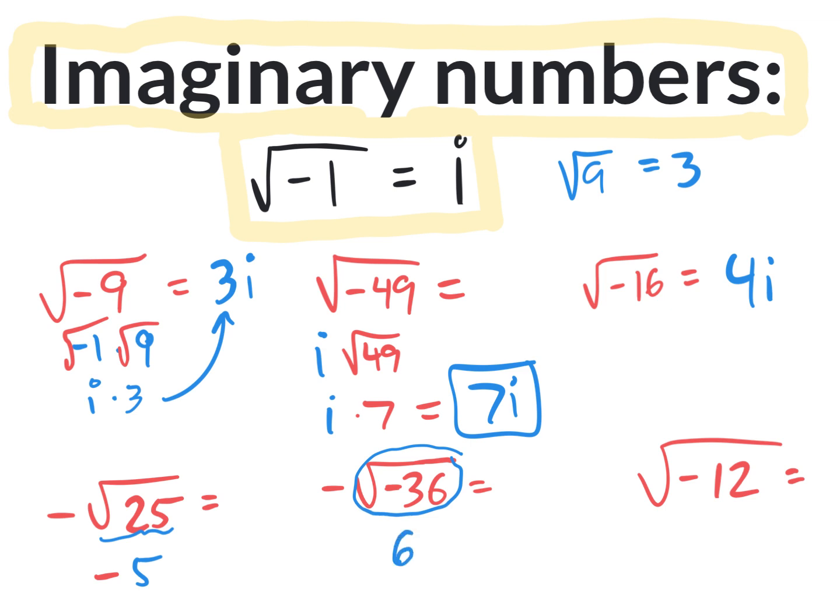6i. 6i. And what about the negative that's out in the front? You just bring it down. So your answer is negative 6i. Cool. How about the square root of negative 12?